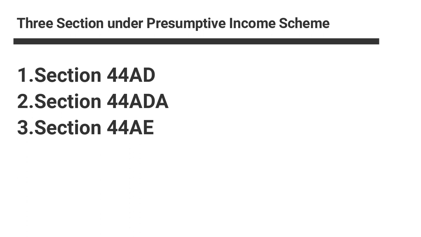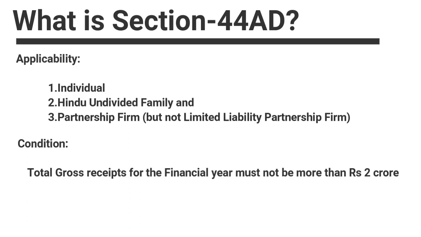After understanding the meaning of the presumptive income scheme, let us understand the sections under it. There are three sections under the presumptive income scheme: first, 44AD, second, 44ADA, and third, 44AE. Let us first understand Section 44AD. Section 44AD is purely designed to give relief to those taxpayers whose business income is not more than 2 crore.